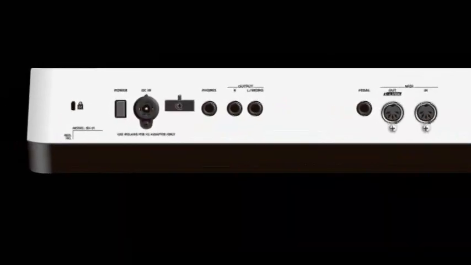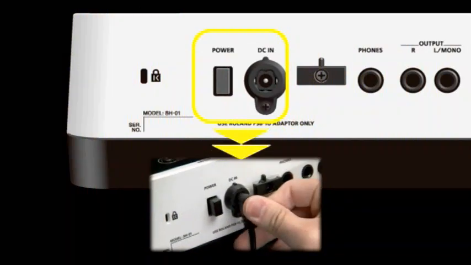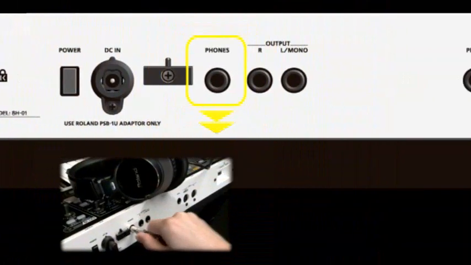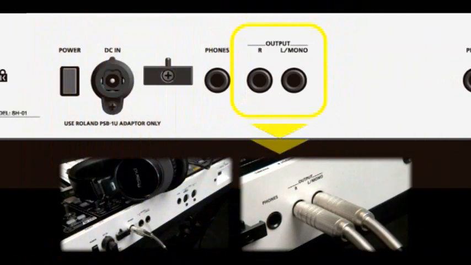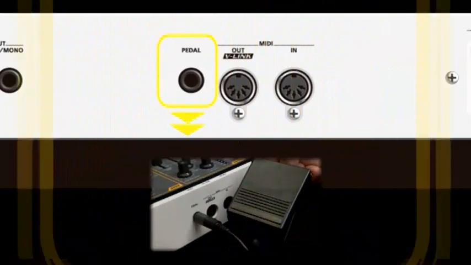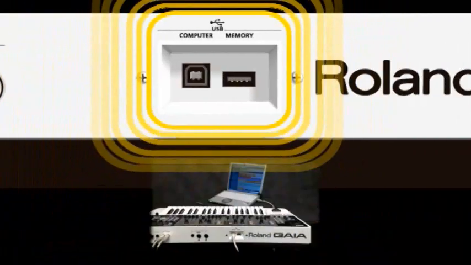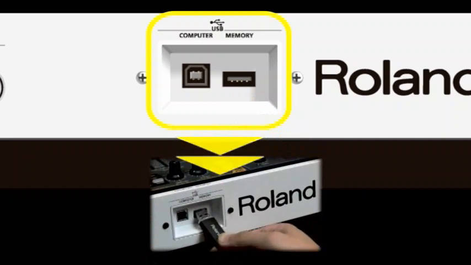Let's take a look at the back panel to see how we make connections. We have the power switch and power connection here. Then we have audio outputs with headphones and stereo or mono main outputs. There's a control pedal input, MIDI input and output connectors. USB for connecting to a computer and a USB memory port.